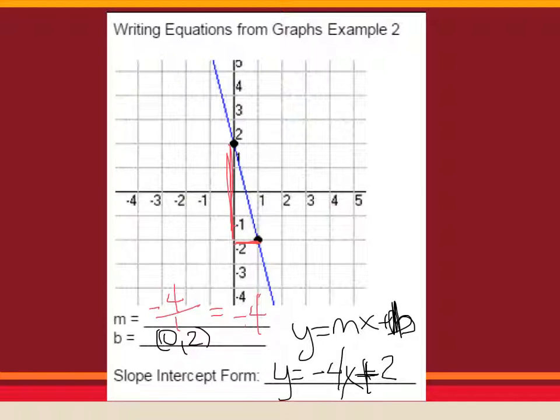So as you can see, it is very easy to write slope-intercept form from a graph. You only need to know 2 things, and those 2 things are the slope and the y-intercept. Y-intercept is always the point where the line crosses the y-axis, and the slope is always your rise over your run.